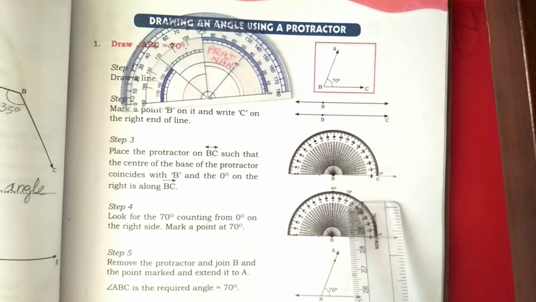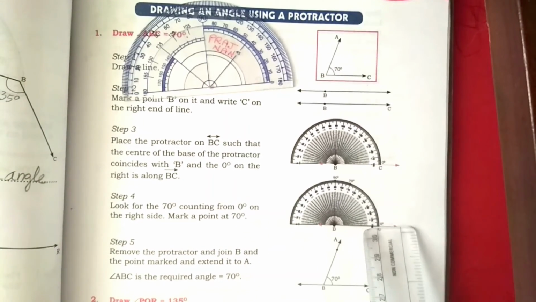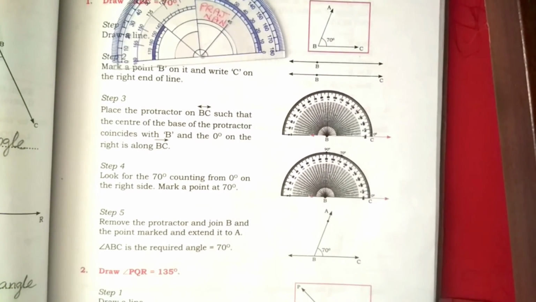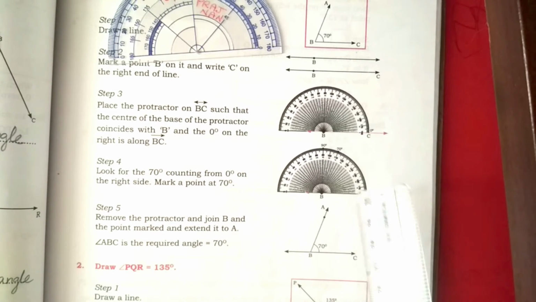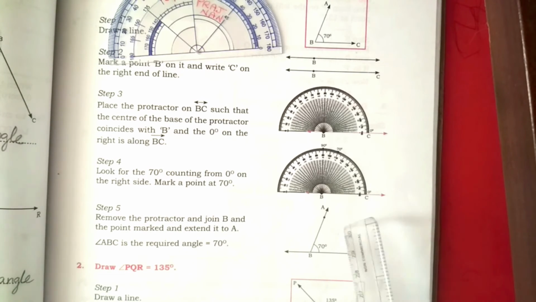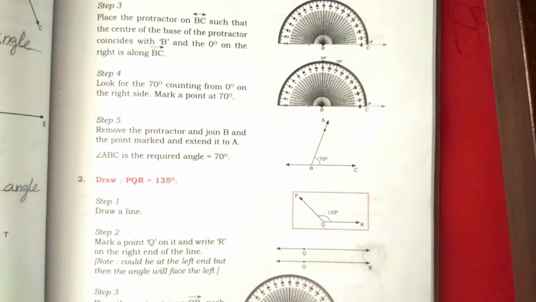Okay, now step 5, what they are saying: remove the protractor and join B and the point marked and extend it to A. So here the angle has formed. ABC is the required angle, equal to 70 degrees. Now one more example they have given.